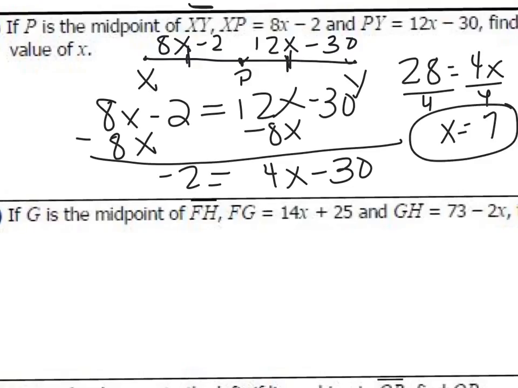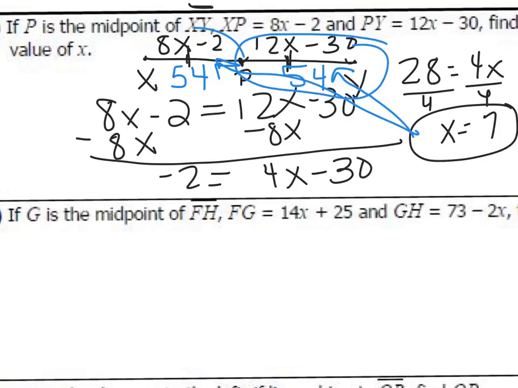That is 7. Now, if I want to check this, I can plug it in to see if my segments are the same length. So if I go back and plug this in over here. All right, let's see. 8 times 7 is 56 minus 2 would give us 54. All right, then over here we're going to have 12 times 7. 12 times 7 is 84 minus 30 would be 54. So sure enough, this segment is 54. This one is 54. So they are congruent, so our problem is correct.